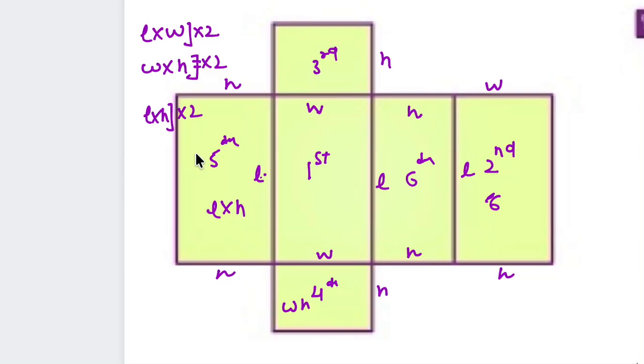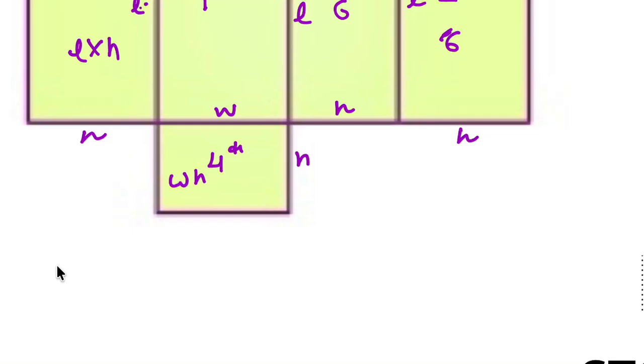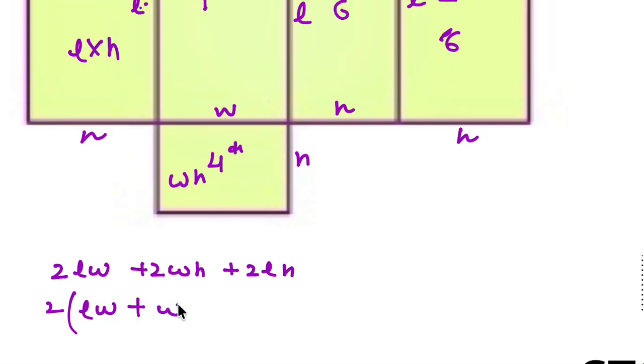So we will add these, right? Let's make it big. So the total area is 2 lengths and widths, 2 widths and heights, 2 lengths and heights. Let's take 2 common: length width, width height and length height. So length is 8 by 3 times 9t, I'm just plugging in the values.